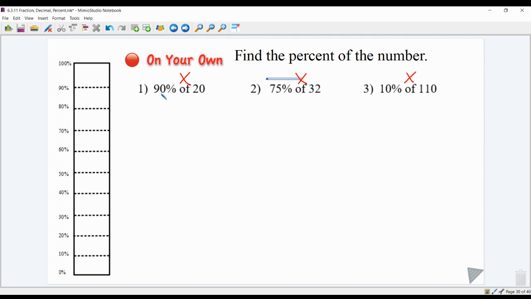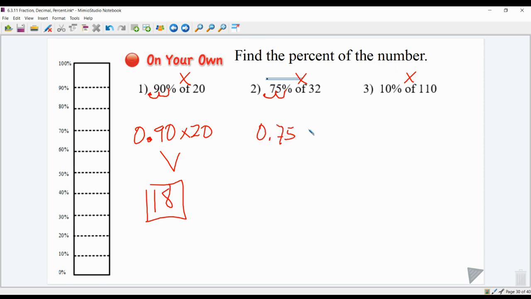To take my percent and turn it into a decimal, 90 over 100 is 90 divided by 100. I move the decimal over 1 place. So I have 0.90 times 20. When you multiply those 2 numbers together, you get 18. 75%, move the decimal 2 places. 0.75 times 32. My answer is 24.